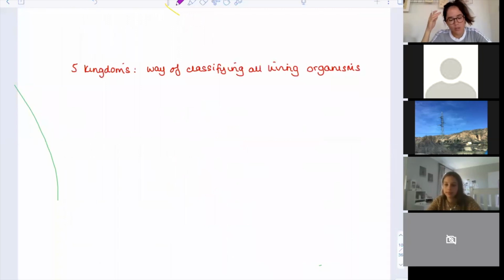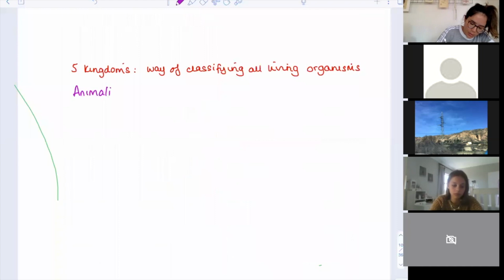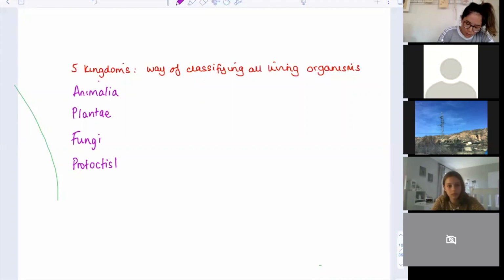Okay, moving on. So the five kingdoms, this is a way of classifying all living organisms, because we know there are billions of different species, so we need to be able to categorize them. So what are the five kingdoms? Well, as you might expect, the animals, so the animalia, plants, which we call plantae, fungi, protoctista or protists or protozoa, they all have lots of different names, and the bacteria.